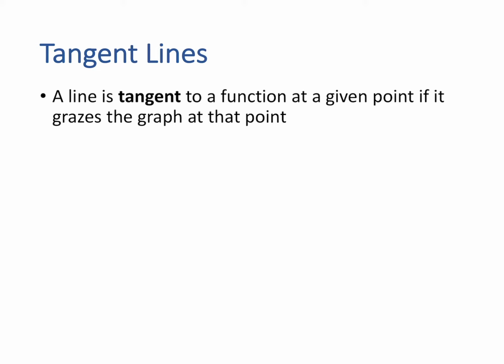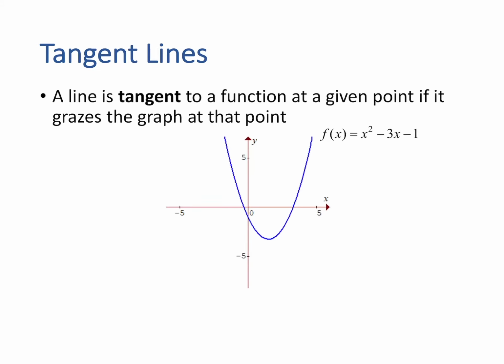the graph of the function at that point. So if we have the graph of f of x equals x squared minus 3x minus 1, and we look at the point where x equals a, then the tangent line to the function x squared minus 3x minus 1 at that point looks like this. It's a line that just grazes the curve at this point. So it just barely touches it.